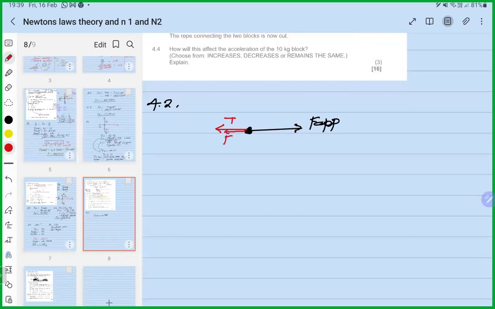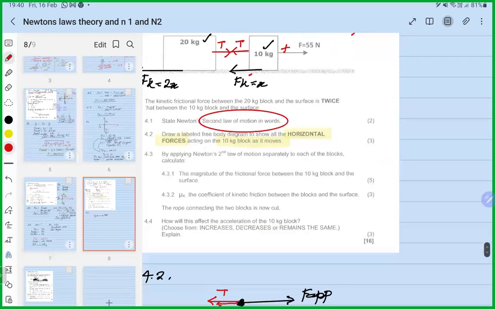Can anybody tell me why they didn't ask about the vertical forces? They just kind of asked you to leave it out. Because the vertical forces are equal to each other. Very good. The vertical forces will cancel out each other, so they do not play any role in the horizontal acceleration. The net force is going to be horizontal. The horizontal net force causes the horizontal acceleration, and therefore you only need to deal with the horizontal forces.